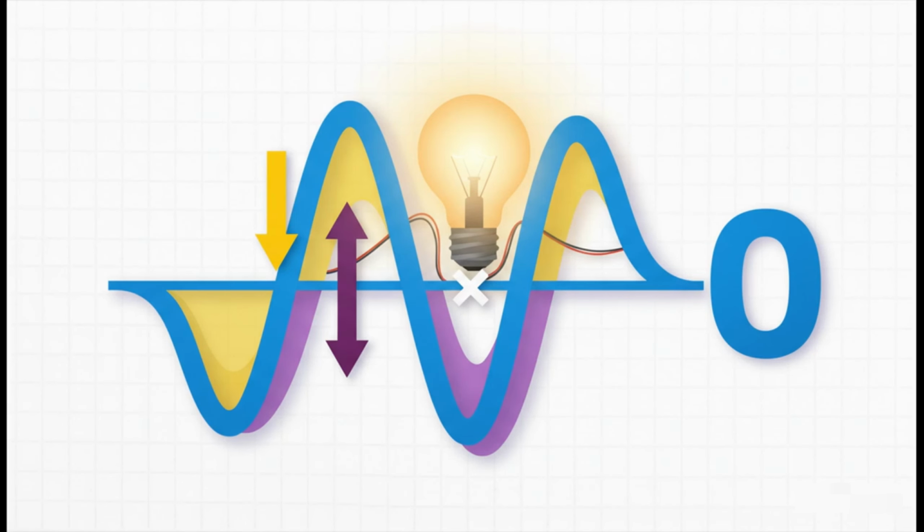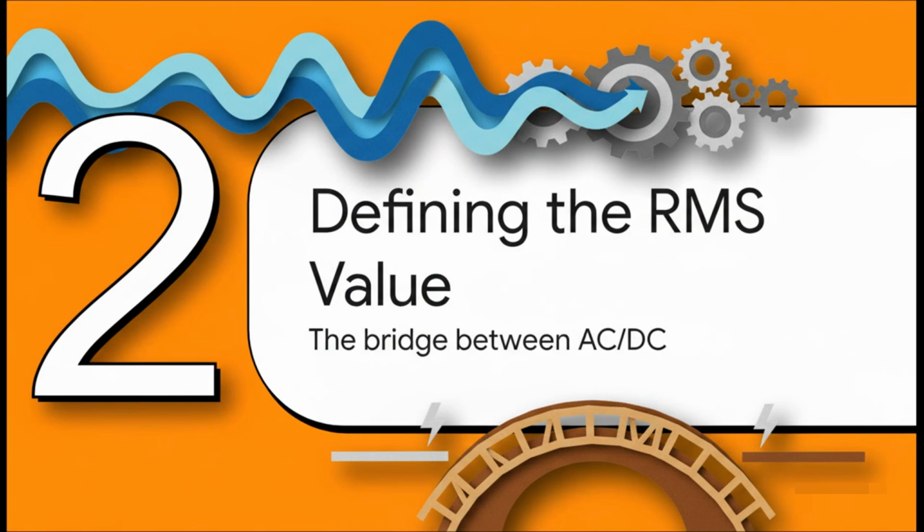So you might think, well, why don't we just take the average? That seems logical. But here's the catch. The positive half of the wave is a perfect mirror of the negative half. They completely cancel each other out. So over one full cycle, the simple average is always zero. And that can't be right, because we know AC is doing real work powering our devices. So if a simple average is useless, we need a much smarter approach.